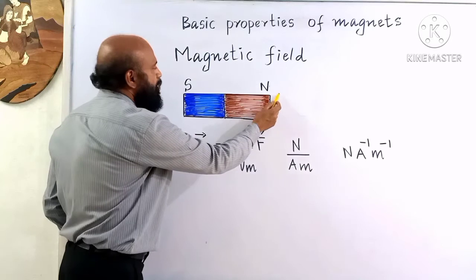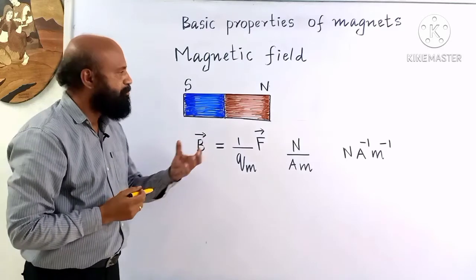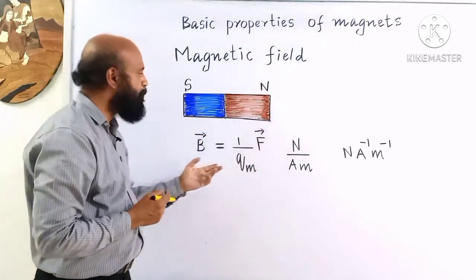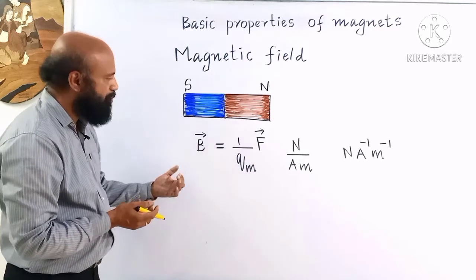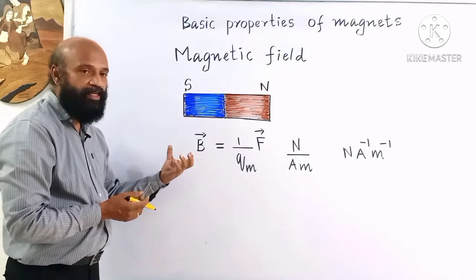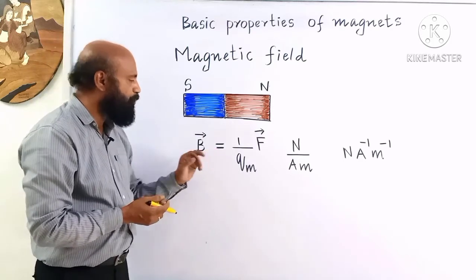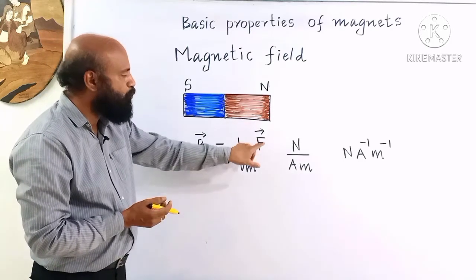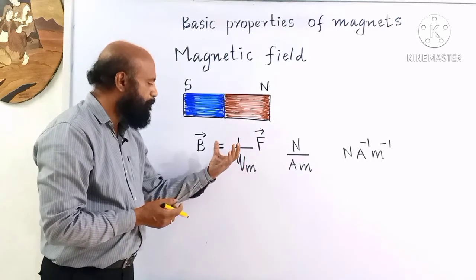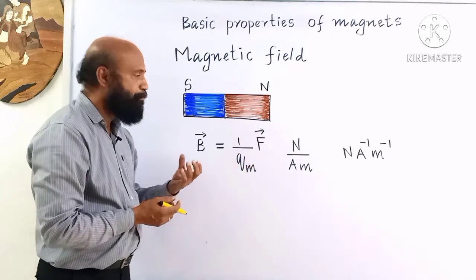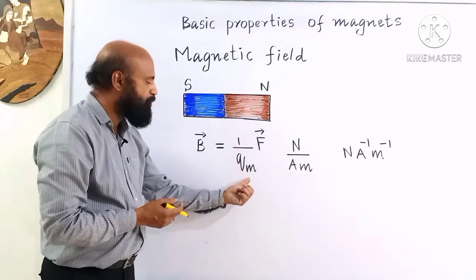So there are magnetic lines of force. They start from the north pole and end at the south pole. That we will see later. Magnetic field can be represented by magnetic lines of force, which we will see in the next video. Now, the strength of the magnetic field is represented as the B vector. The strength of the magnetic field is defined as the force experienced by a unit north pole, or a magnet of unit pole strength. So you divide by the pole strength.